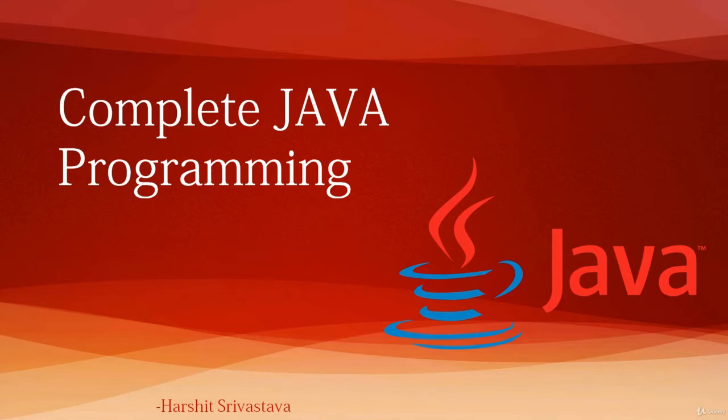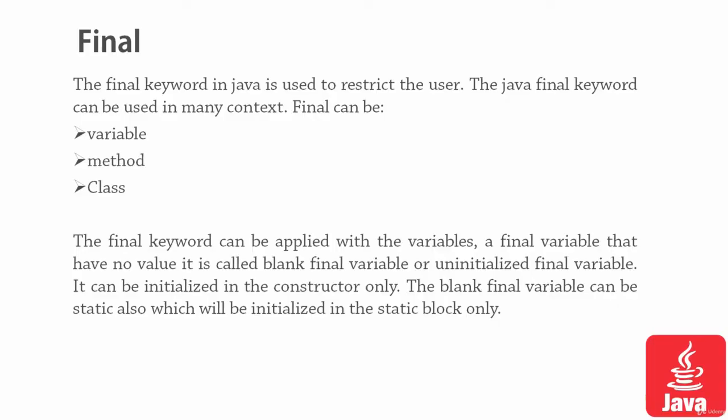So how can we implement such things? We can add a keyword called final before the declaration of such variables and methods. So let's start with final. A final keyword can be used to restrict a user. It can be used in various contexts with variable, method, and class. A final variable that has no value can be called a blank final variable, which can only be initialized in a constructor.